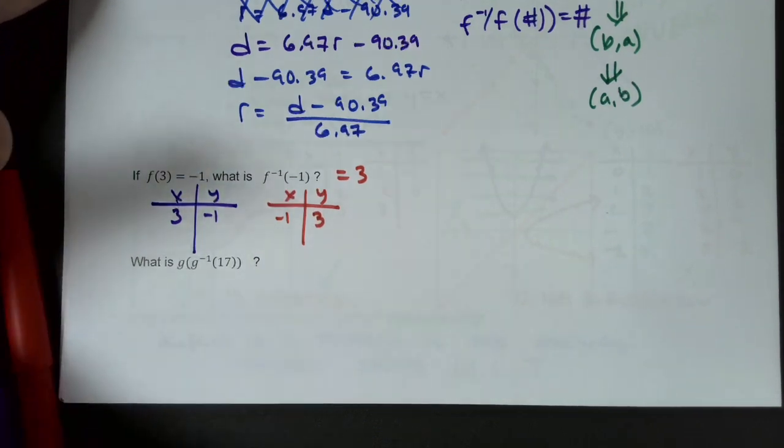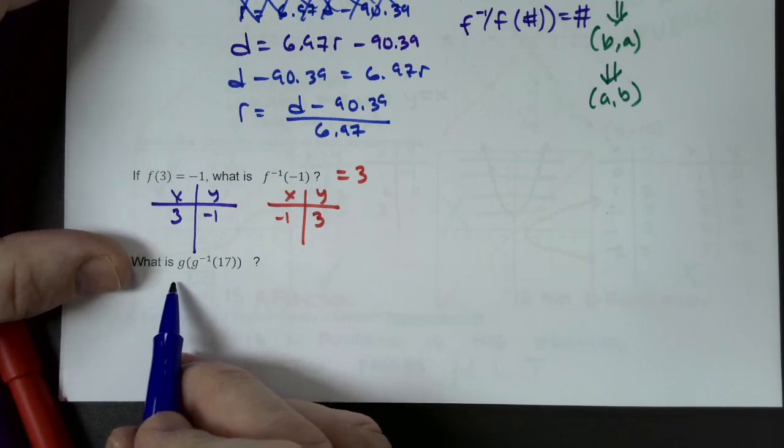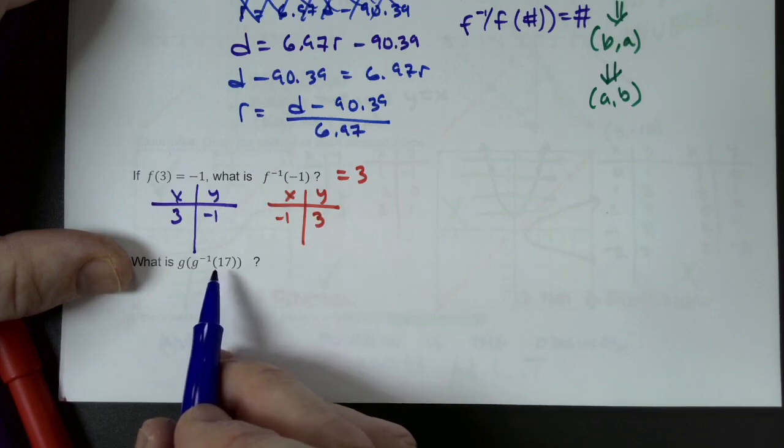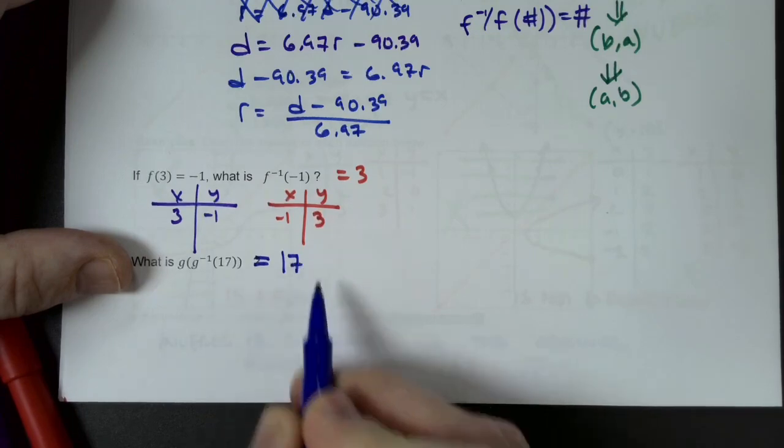And then we already went over this one. If these two are inverses of each other, then if we put 17 in the inverse function, then put that back in, of course, we'll get right back to 17.